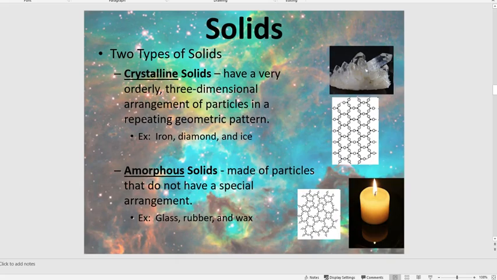There are 2 types of solids though. There are crystalline solids. They have a very 3-dimensional arrangement of particles, which looks like this lattice to the right. It's very organized and patterned, like quartz. Then there are amorphous solids, just like you learned in 7th grade with metamorphosis. Morph means to change, so amorphous solids are made of particles that do not have a special arrangement. They're usually flexible, bendable, or even meltable. If you look at the lattice structure right here, not all of those particles are arranged in a geometric shape. Some of those shapes are bigger and smaller.